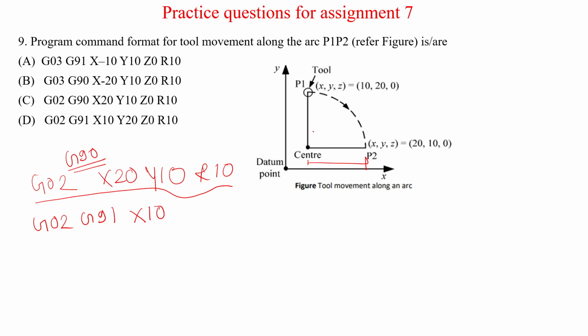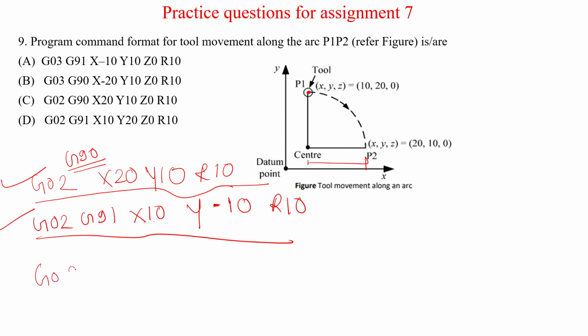Okay, from here you will see. X 10. Y will be how much? Minus 10. And the radius will be the same. So you need to see both the options. For G91 this is right, and for G90 this is right. So if both are there, you will tick both. Fine. Have you understood this? Yes, sir. Any doubt? No, sir. Okay. Tell me for the IJ, what?